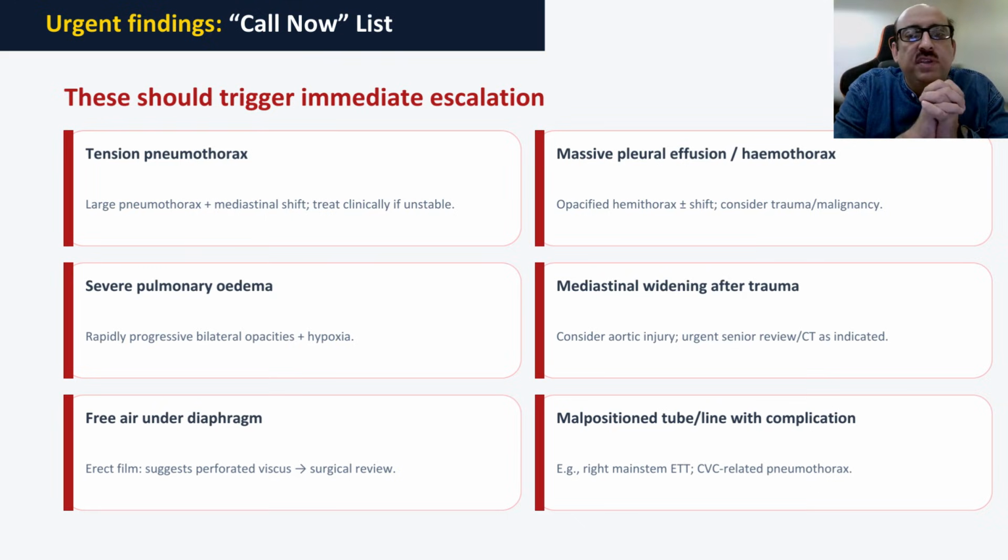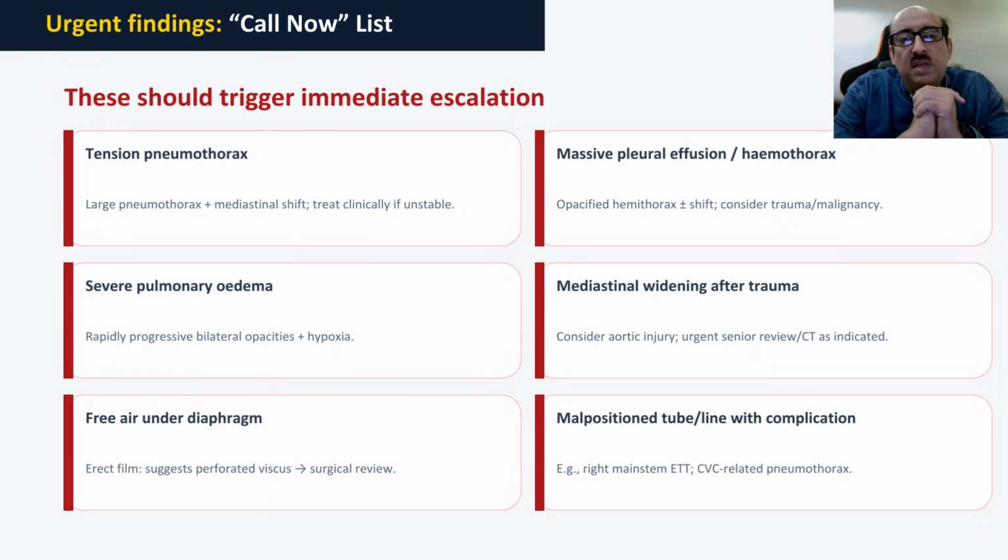Now a practical tip for the urgent findings, which is a call-now list. If you find any of these conditions, do not delay: immediately report to the ordering physician, or if you are a physician yourself, either act on it or seek attention from the senior members of the team. Number one, tension pneumothorax. Obviously, before a chest x-ray it should be diagnosed clinically, but if it's a large pneumothorax with some element of shift on a chest x-ray done for whatever reason, do not delay.